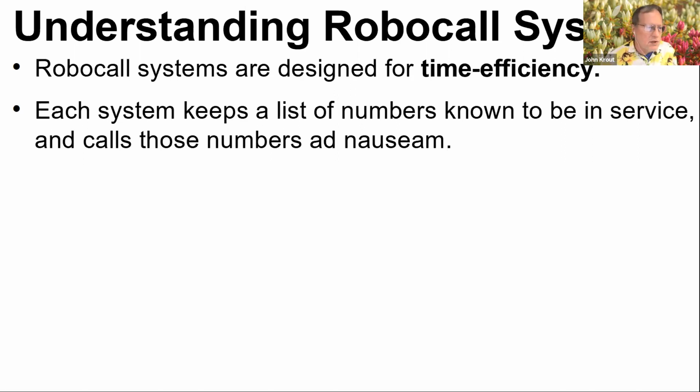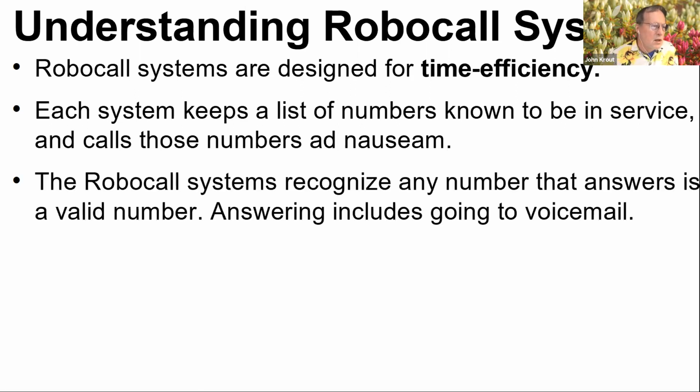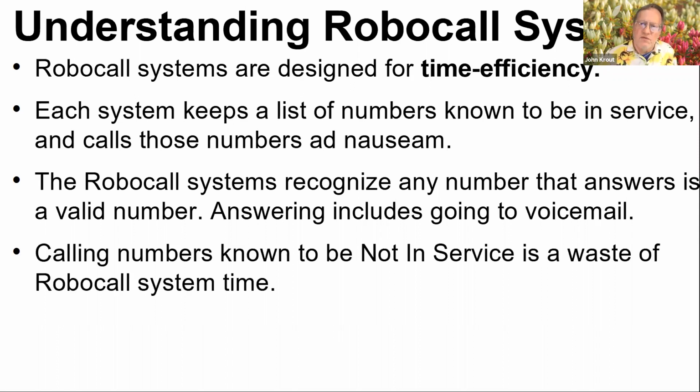They start talking as soon as that phone line answers. And these are automated systems. I want to emphasize that this does not involve a human salesman. These are strictly automated messages. And robocall systems recognize any number that answers is still a valid number. And that includes going to voicemail. But calling numbers known to be not in service is simply a waste of robocall system time. When they discover a number that's not in service, they take it out of their list of active numbers.